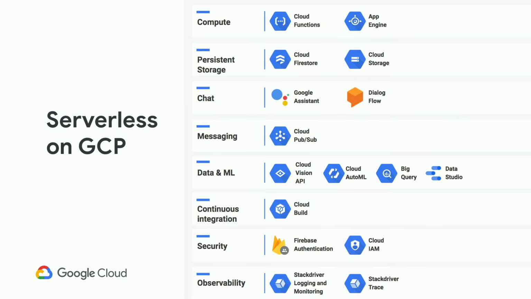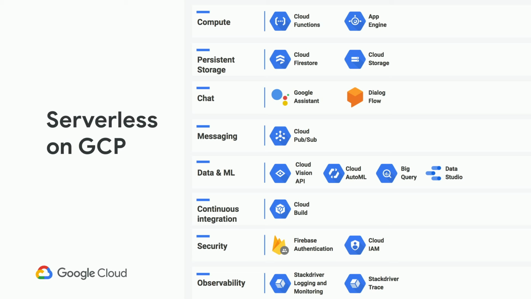So having said that, I'll just quickly give an overview of serverless on GCP itself. In terms of compute, our serverless offerings include things like Cloud Functions and Google App Engine. For persistent storage, we have Cloud Firestore and Cloud Storage. In the domain of chat, we have Google Assistant and Dialogflow. When it comes to messaging on GCP, we have things like Cloud Pub/Sub.